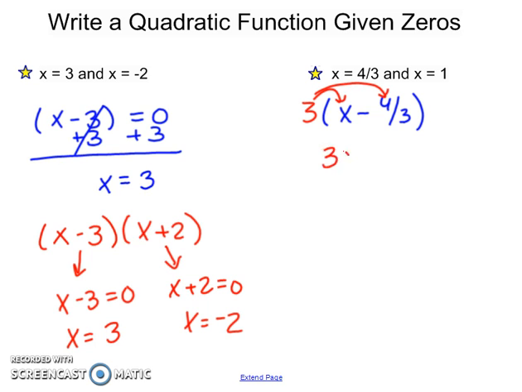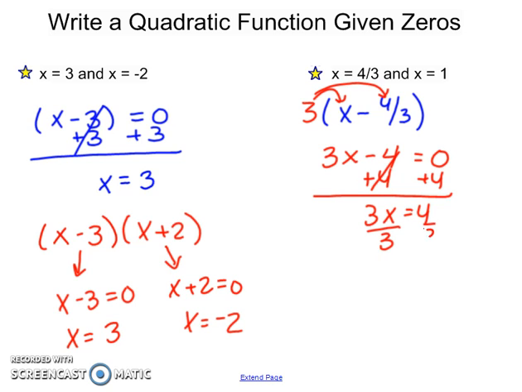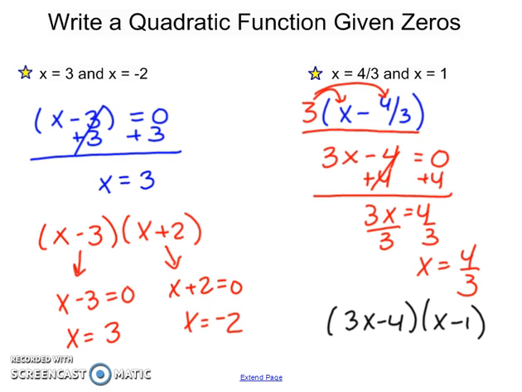So what happens now is I have 3x minus 4. Okay, so that's going to end up being 12 over 3, which is 4. This is something that we're used to seeing. If I set this to 0, I add 4, 3x equals 4, divided by 3, x equals 4/3. So instead of keeping it as x minus 4/3 in the beginning, I distribute that 3 into it. So we're going to have 3x minus 4 as a factor. And then if x equals 1, we're going to have x minus 1.